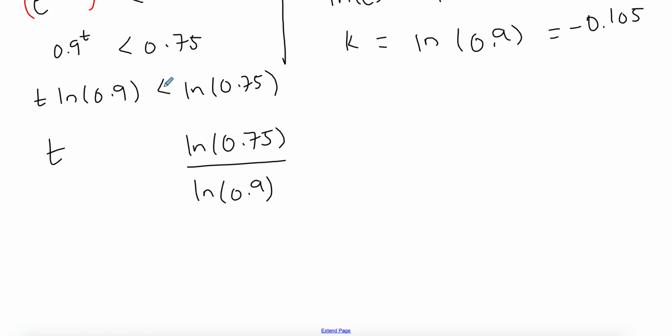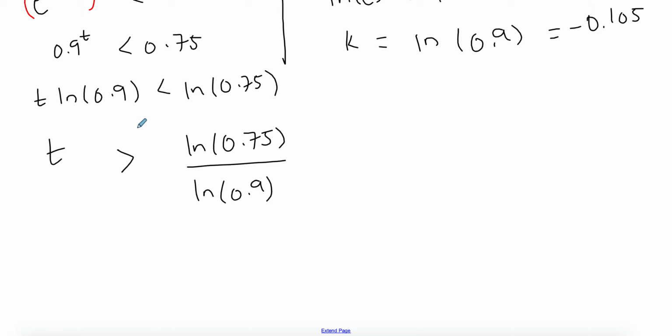And the rule for inequalities is that if you're dividing by a negative number, you have to flip the inequality. So just be aware of this whenever you're dividing by logs. Just make sure that your division is by a positive or a negative number. Just double check. Generally, anything less than 1 is going to give a negative log.